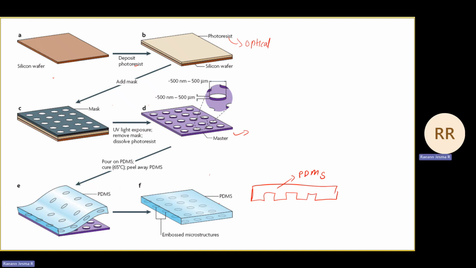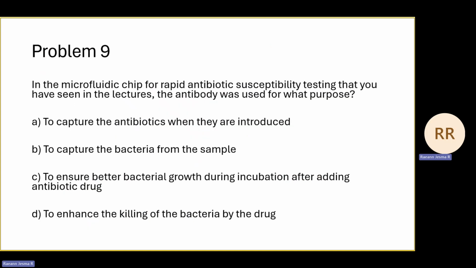So soft lithography is generally used for elastomeric materials. Is this clear? Now let us move on to the next problem. Problem 9. In the microfluidic chip for rapid antibiotic susceptibility testing that you have seen in the lectures, the antibody was used for what purposes?